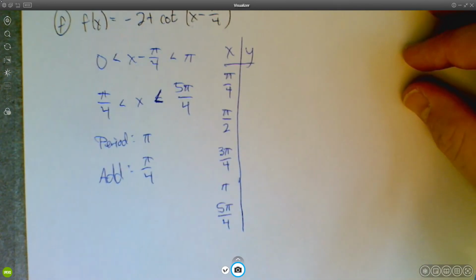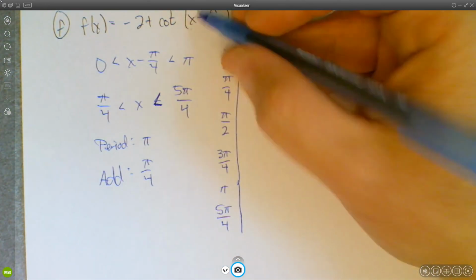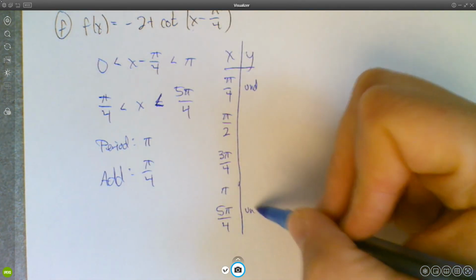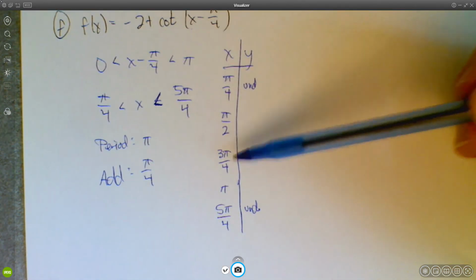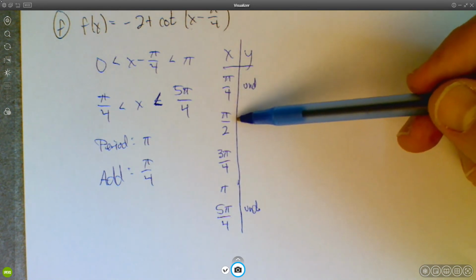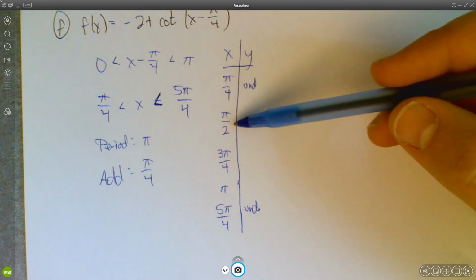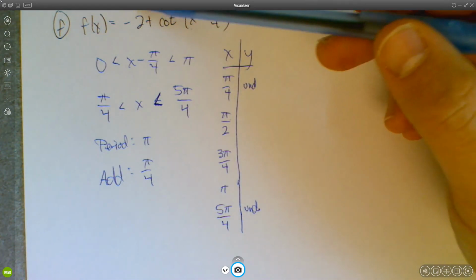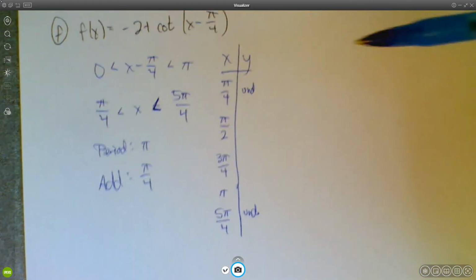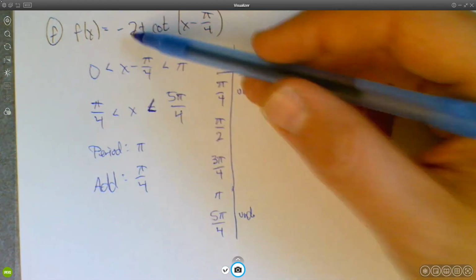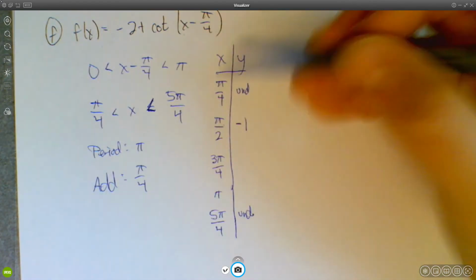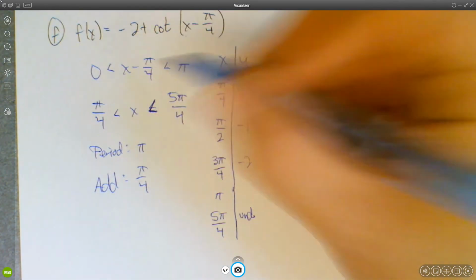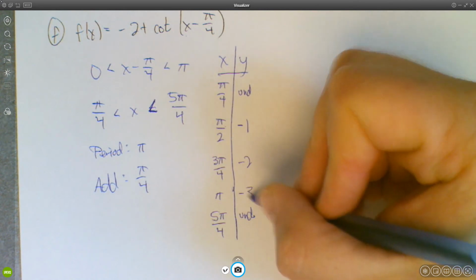Okay, and then if we plug these things into the function, we know we're going to be undefined here and here. And then we also know cotangent is a decreasing function, so it usually goes 1, 0, negative 1. But in this case, we're also subtracting a 2 from that value. So 1 minus 2 is negative 1, 0 minus 2 is negative 2, and negative 1 minus 2 is negative 3.